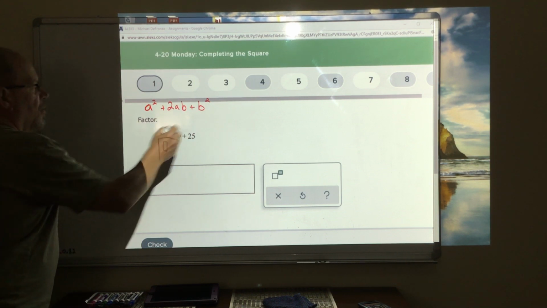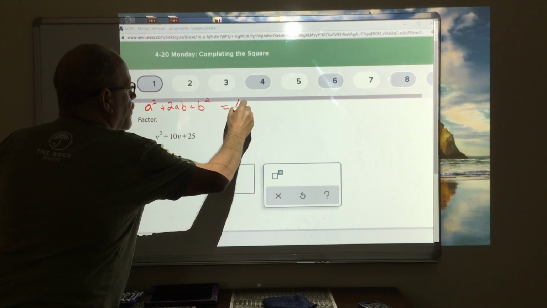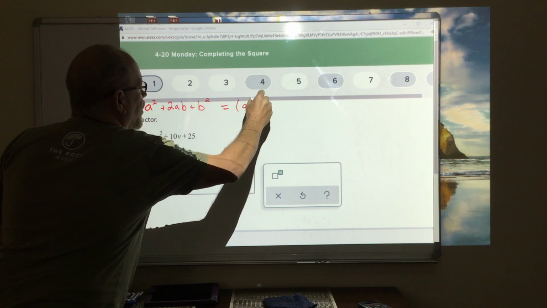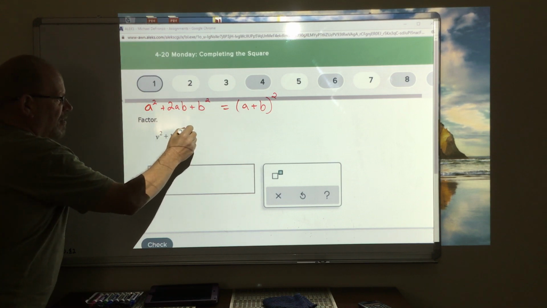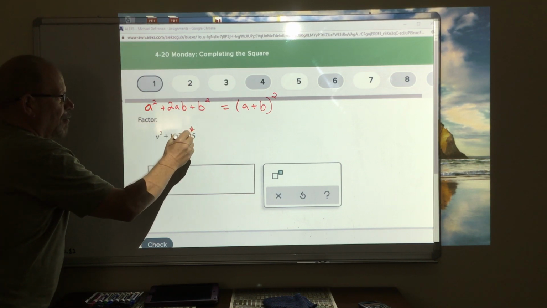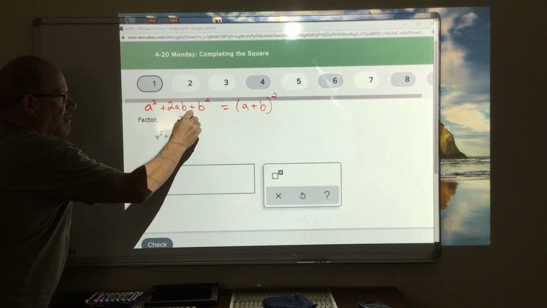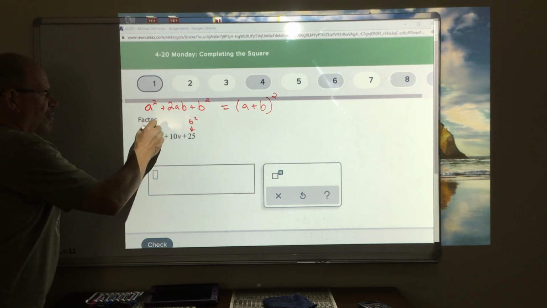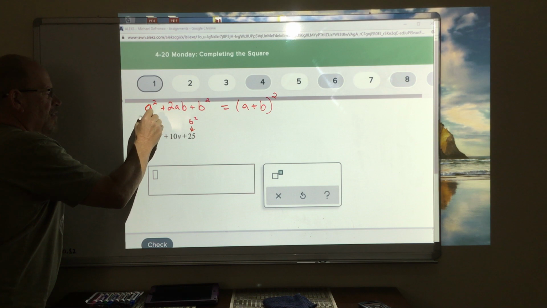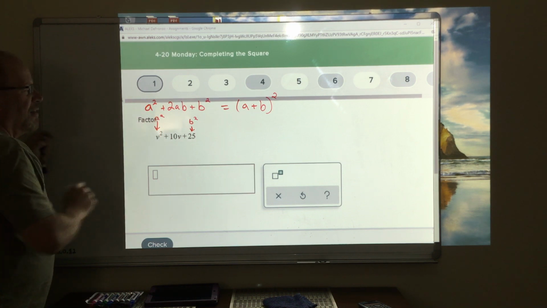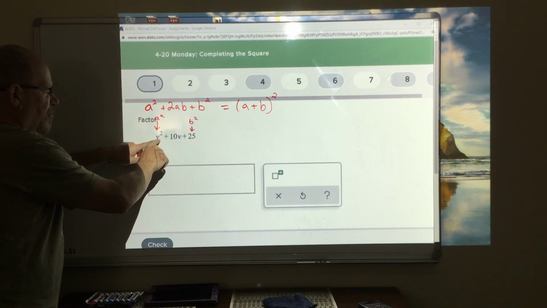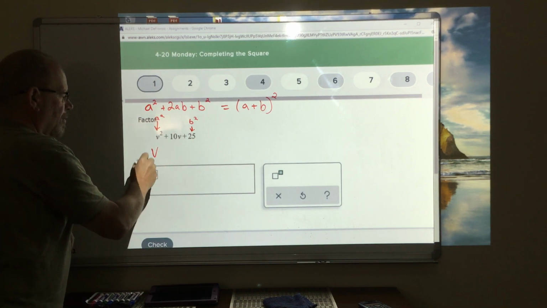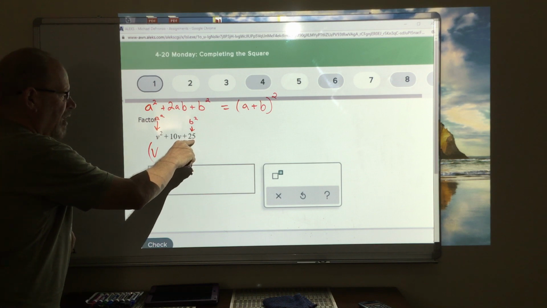Which factor into perfect square binomials? So we have to look and see this is something being squared, right? And look and see this is something being squared, right? Once you find what A and B are, you have your answer. So what's being squared here? What's being squared here?